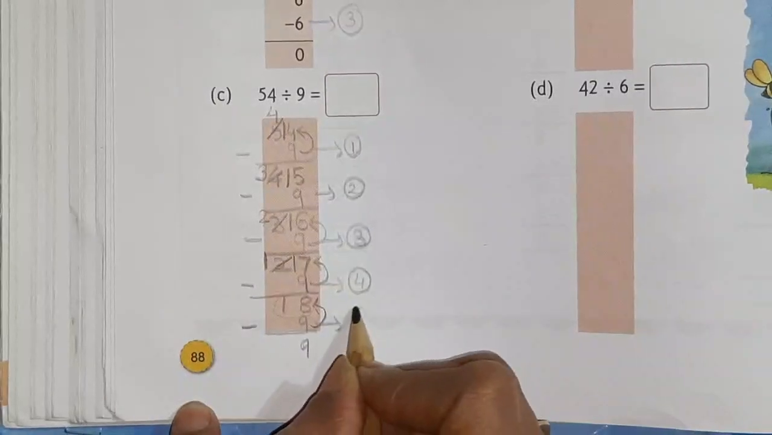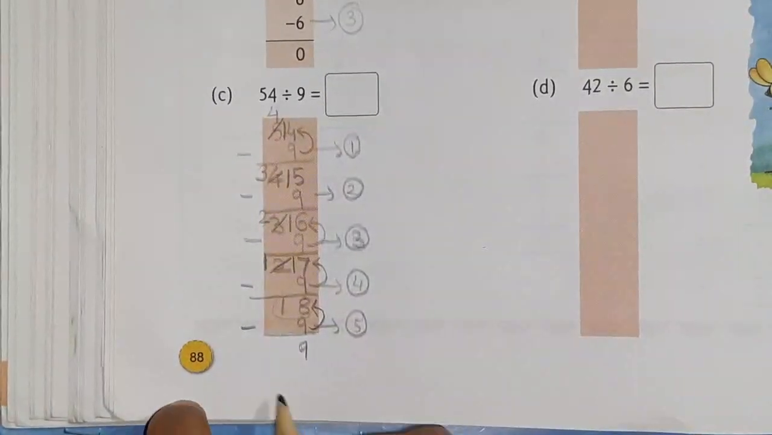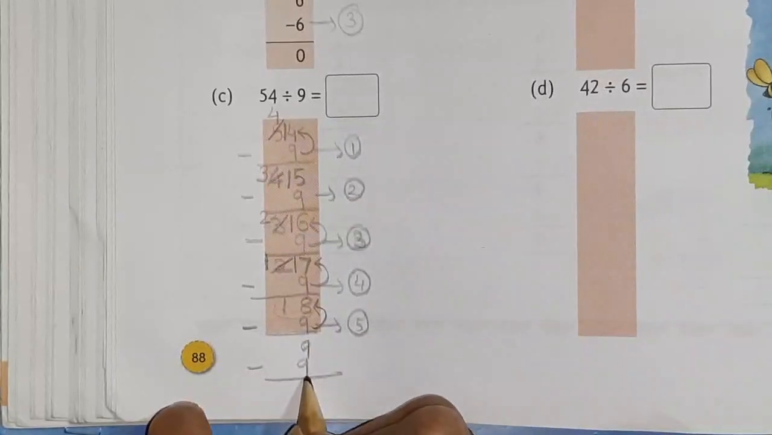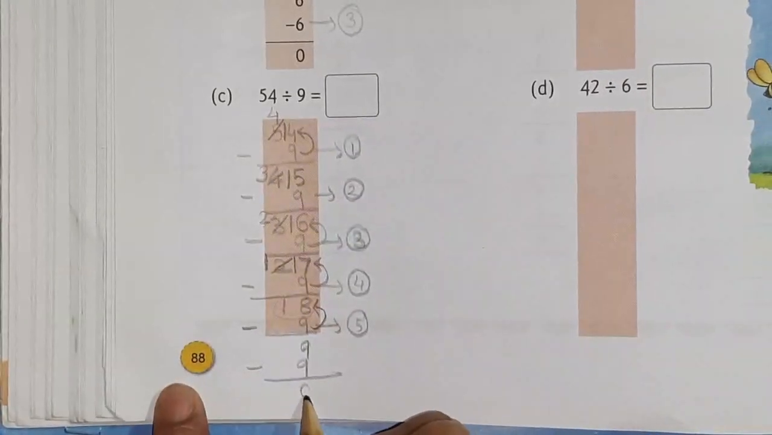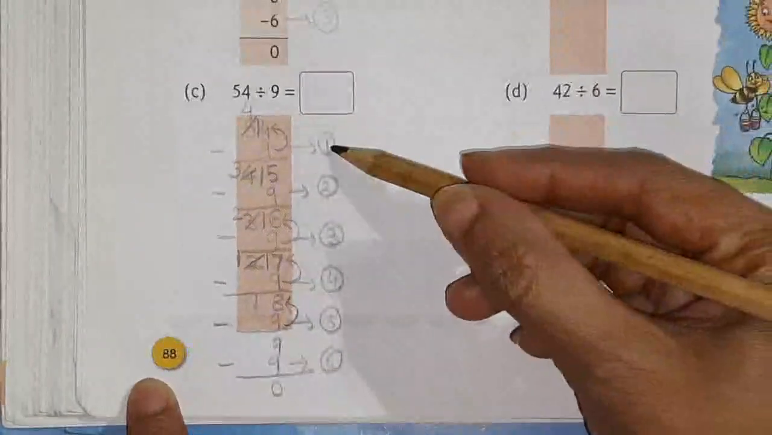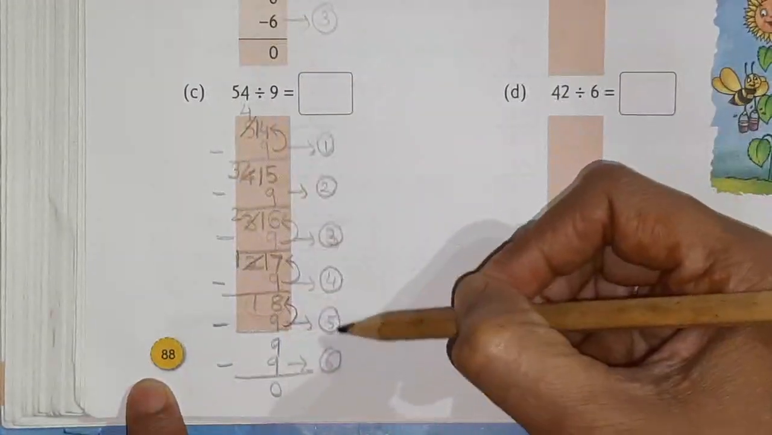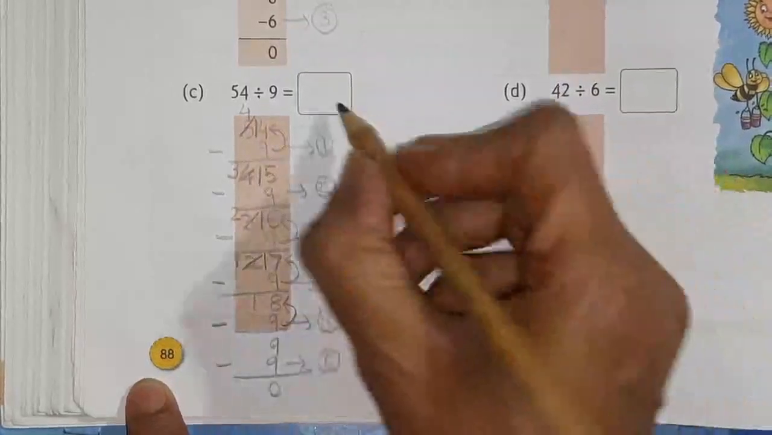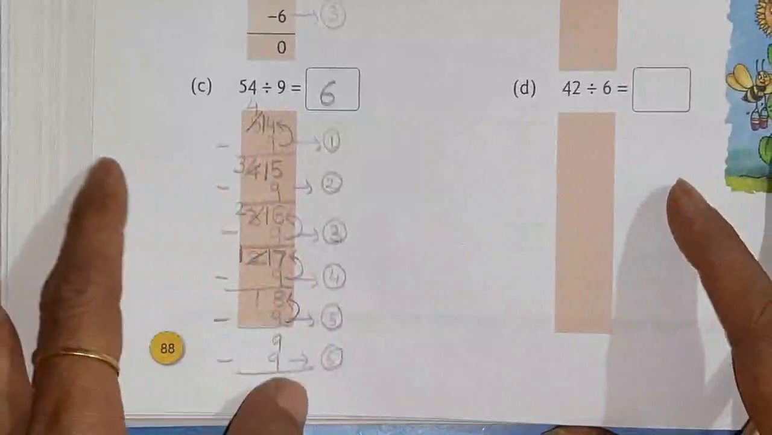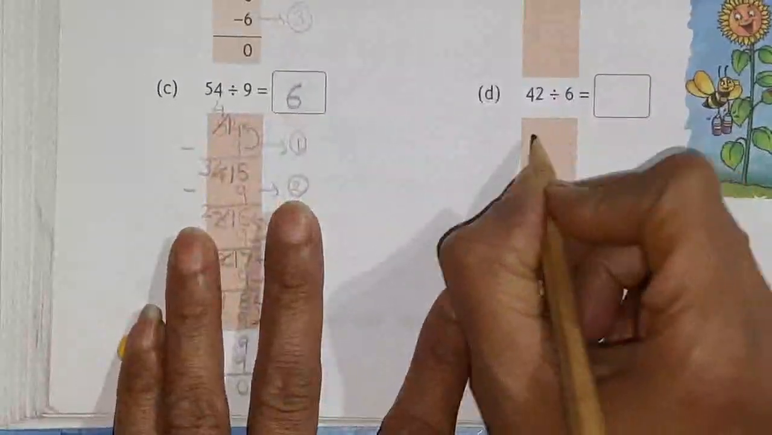Here we still did not get 0. So once again we are subtracting it. 9 minus 9, we are getting here 0. Now how many times have we subtracted? 1, 2, 3, 4, 5 and 6. So here is our answer, 6. Now the last one we'll do here.